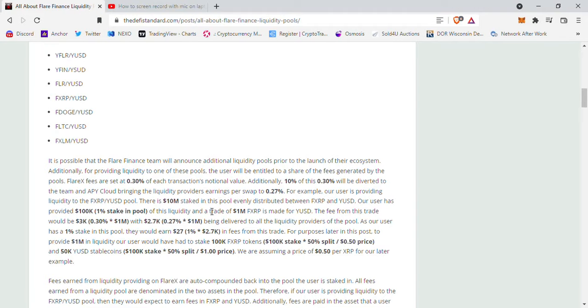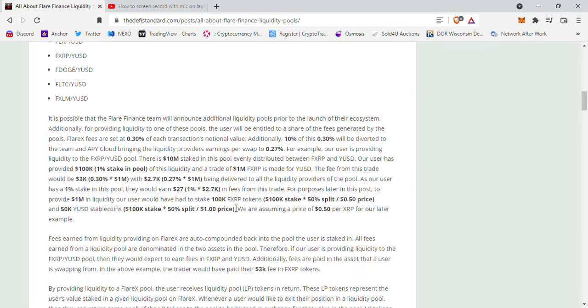And then they have a very clear example. They say, let's assume a trade of $1 million in FXRP is made in exchange for YUSD within this liquidity pool. The fee from this trade would be 0.3% of $1 million, which is $3,000. But then you have to take out their fee, so it'd be 2.7K. And now that 2.7K would be split up amongst all the people that have a stake in this liquidity pool. So you, having a 1% stake in this pool, earn $27 from that one trade.